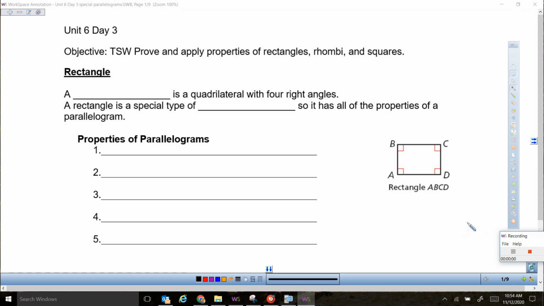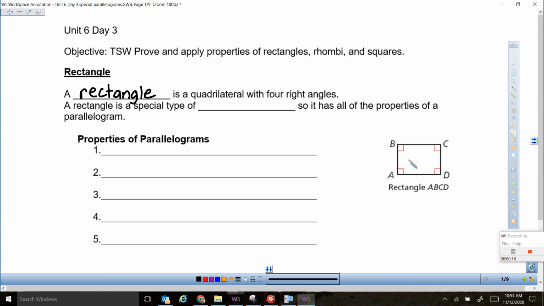Rectangles, rhombi, and squares. So in the first blank, we need to fill in the blank with rectangle. So a rectangle is a quadrilateral with 4 right angles. And just in case you forgot, here's a picture down here of a rectangle. Notice in the corners, all 4 of those are right angles.